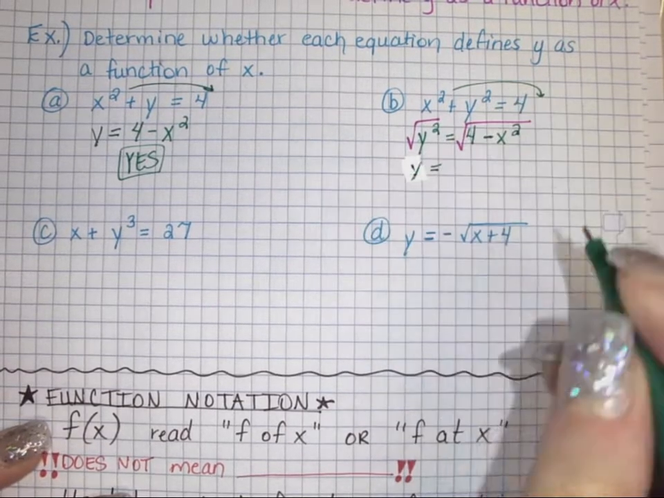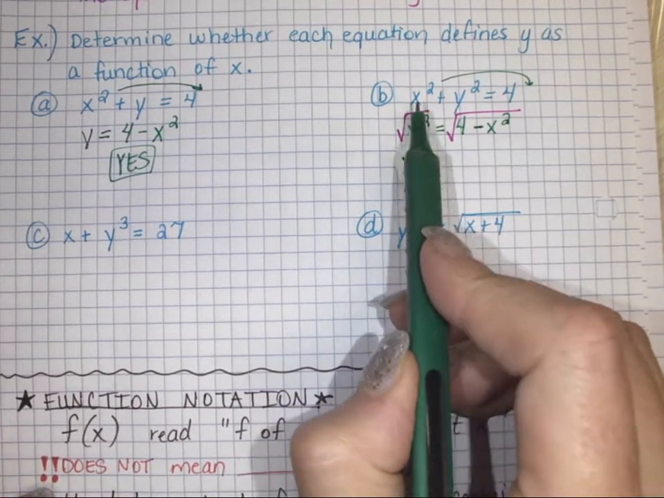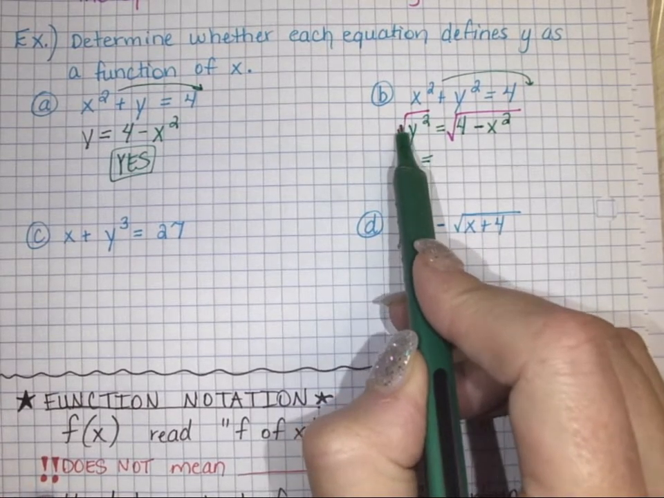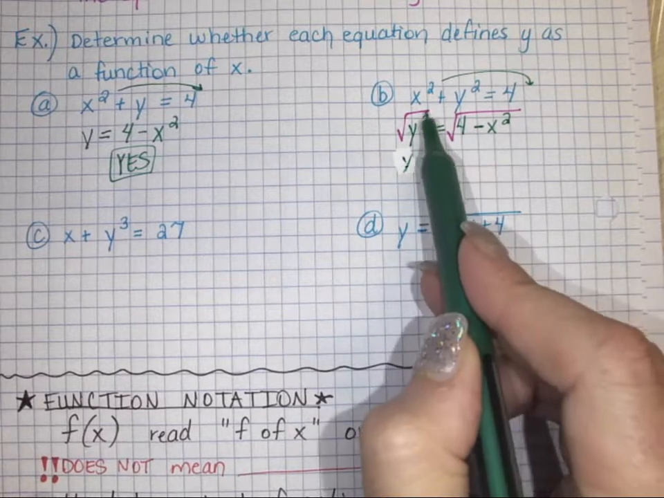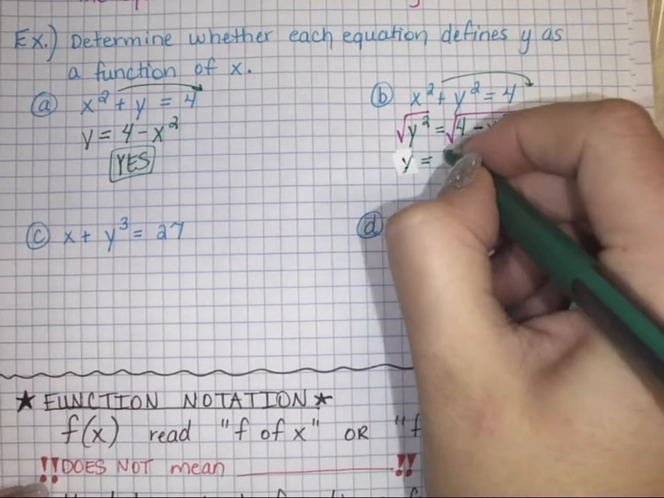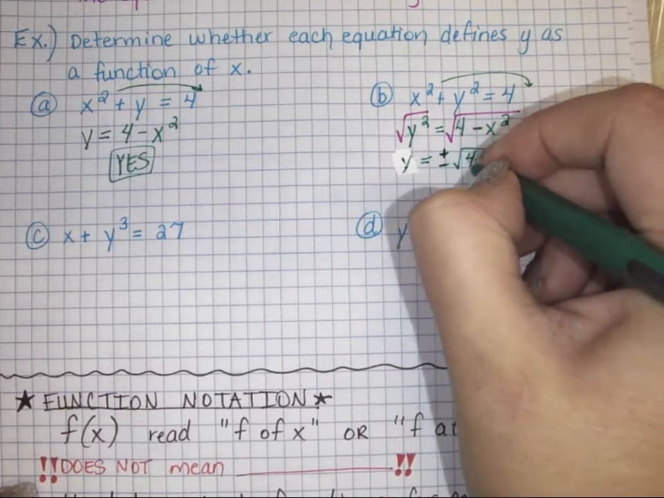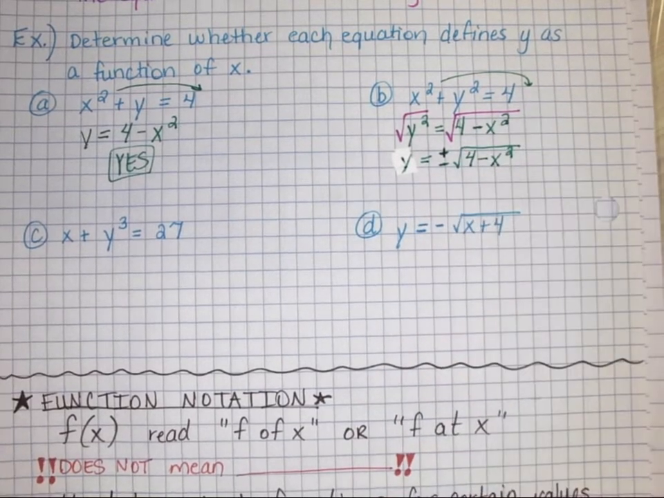And if you'll recall your exponent rules in Algebra 2, remember we divide that exponent by that index number. Square root index is 2. So 2 divided by 2, that's how we're getting y to the first. Okay, anyway, on this side, I'm going to be left with a positive or negative root 4 minus x squared.